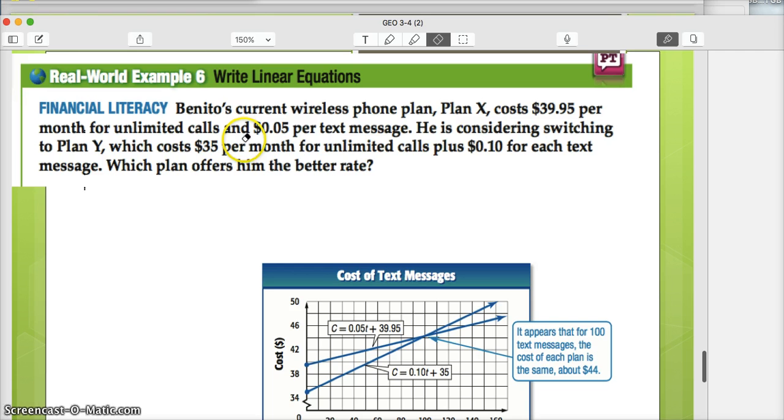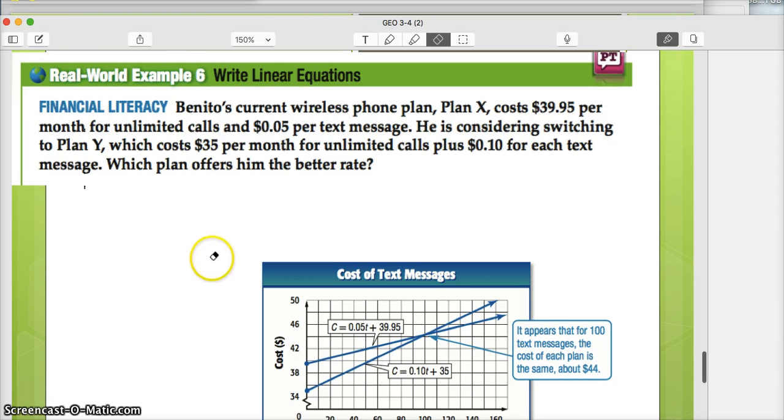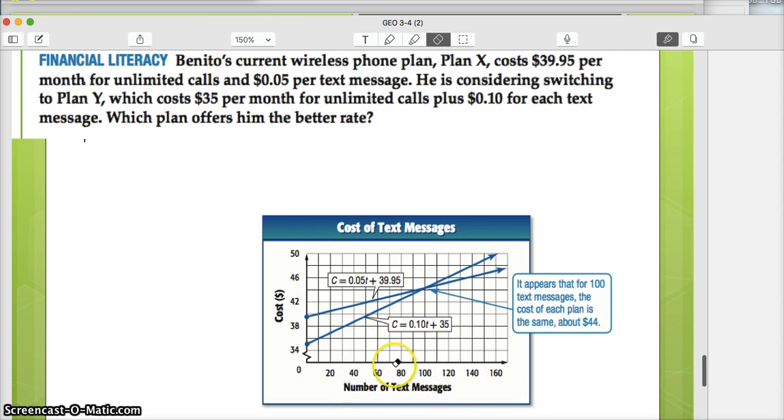The next number that we want to talk about is something that is consistently changing over time. The thing that's going to change in this situation, in either plan, is the amount of text messages that Benito makes, right? And so the final cost every month will be dependent on this changing thing. That is usually going to be your x-axis, and the rate of change is going to be your slope.